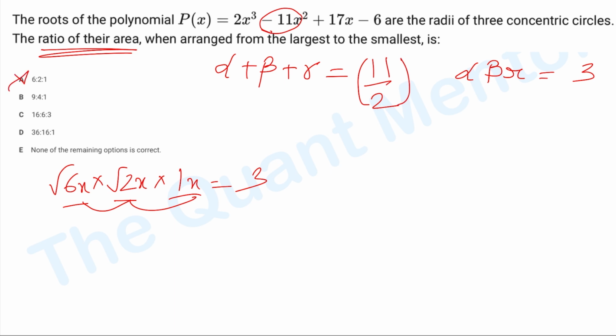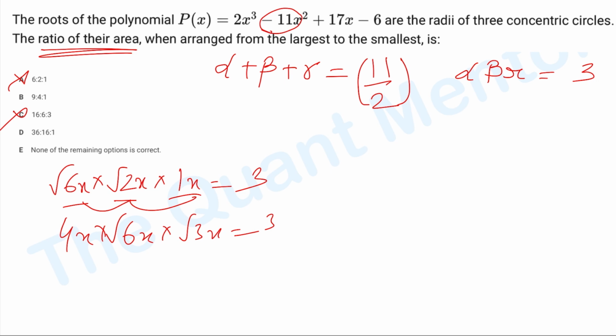You can observe a similar problem in the C option. In the C option, the areas are in the ratio 16, 6 and 3. The ratio of the radii will become 4, root 6 and root 3. So the radii will be 4x, root 6x and root 3x. Same problem. If you take the product, x will obviously have a root sign. So x won't be a rational number, thereby the sum can't be 11 by 2. So option C is also ruled out.